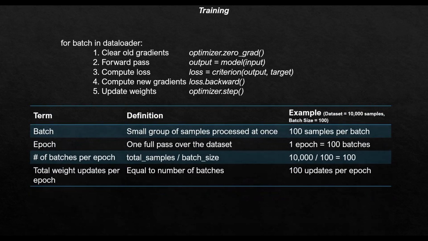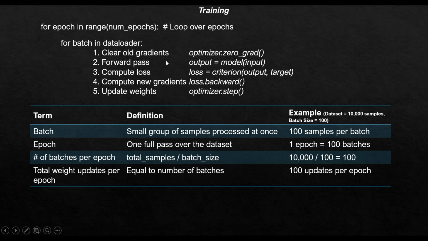What's happening here is that a batch is a small group of samples processed at once. So if you have 10,000 samples in your data set and the batch size is 100, then you have 100 samples per batch. You would do this for every batch: clear the gradients, forward pass, compute loss, compute new gradients, and then update the weights. This happens for each batch.